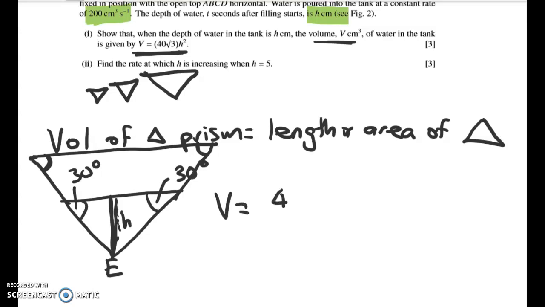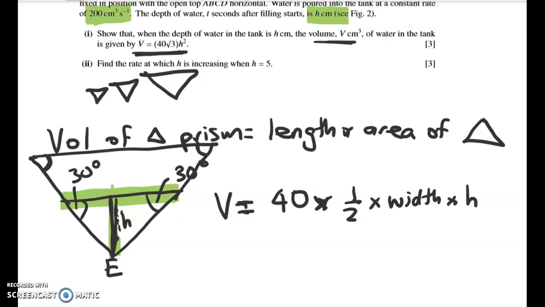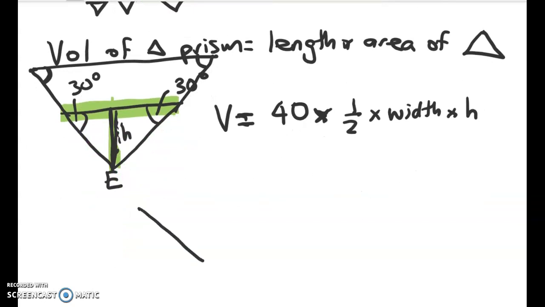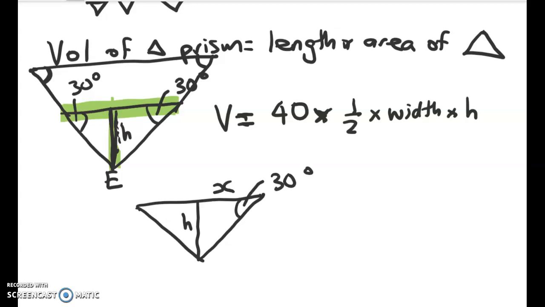So the volume is going to be 40 centimeters times half of whatever this is times the height here. And we want to end up with an expression with h. So it's half times the width times h. Okay, so splitting this triangle up into 2 gives me h here, 30 degrees here, and let's just call this width here x. And we'll call this one here x as well.